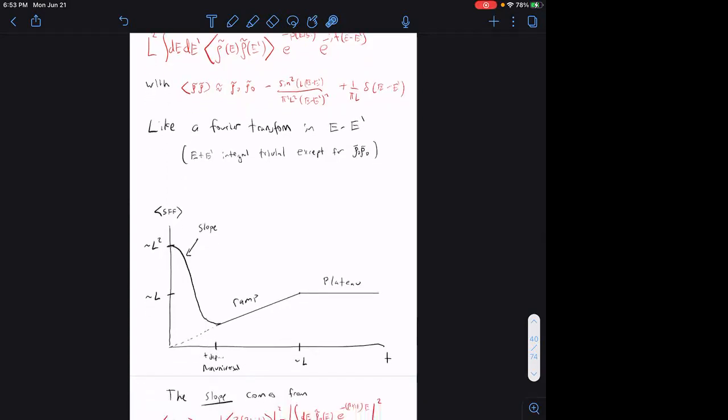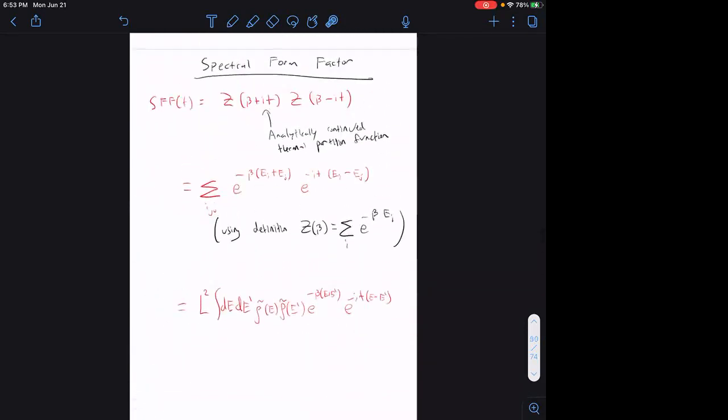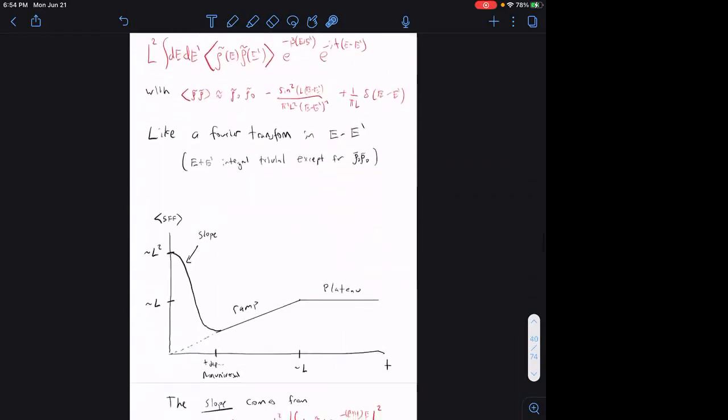And here, when I plotted it, I'm calling the piece that comes from these two the slope. So it's a decaying function of t. For t equals 0, let's go back up and remember that our spectral form factor is just Z of beta squared at t equals 0. Z of beta is the thermal partition function. It goes like the number of eigenvalues, e to the entropy, which is L, and we're taking it squared. So at t equals 0, the spectral form factor starts at size L squared, and the smoothness of these functions causes the spectral form factor to decay.